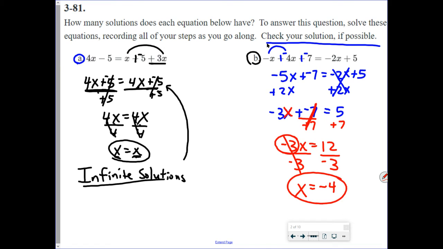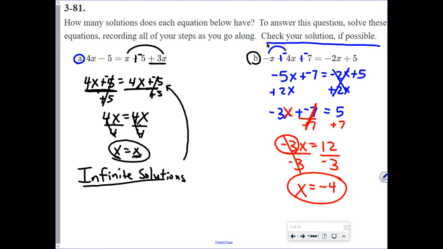Hopefully you got that answer. Now, in this case, I can actually check my solution. What do I mean by that? I am not going to require you to do this on a regular basis, but I do want to show you something. The cool thing about algebra is that you can always check your answers to see if you're right.